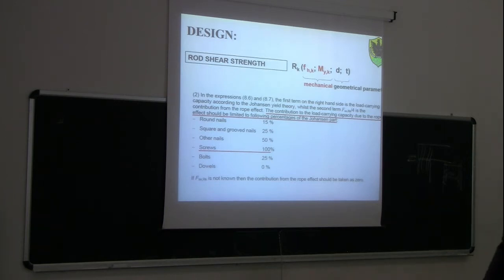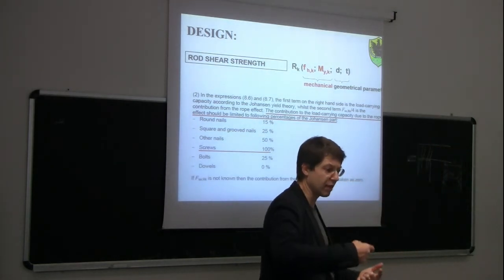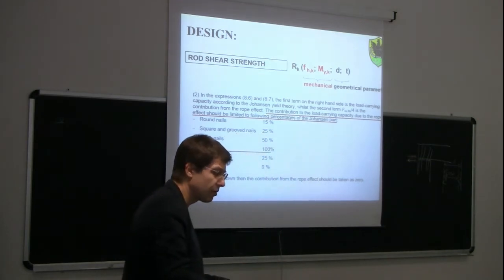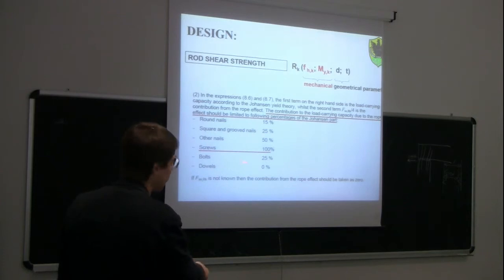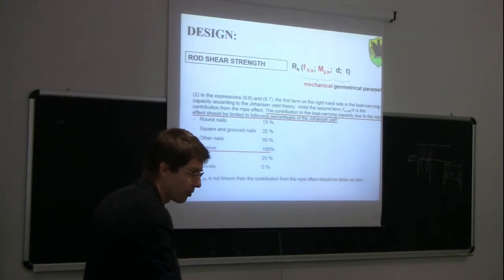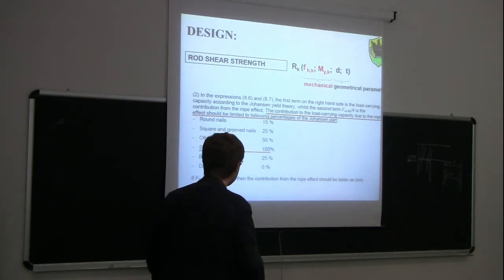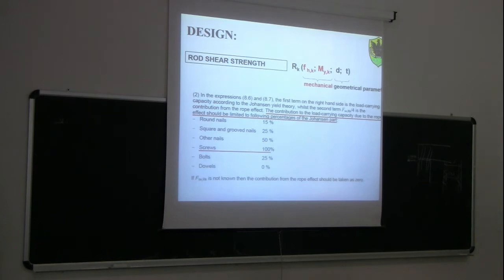In our case, we have a threaded rod, like a screw, which in addition is also glued. So like a screw glued in timber, so it's even better. So I would say we take the highest value, the one from the screws, okay? Because we have no indication. So this means that the rope effect may be up to 100% of the first term of the Johansen equation, okay?